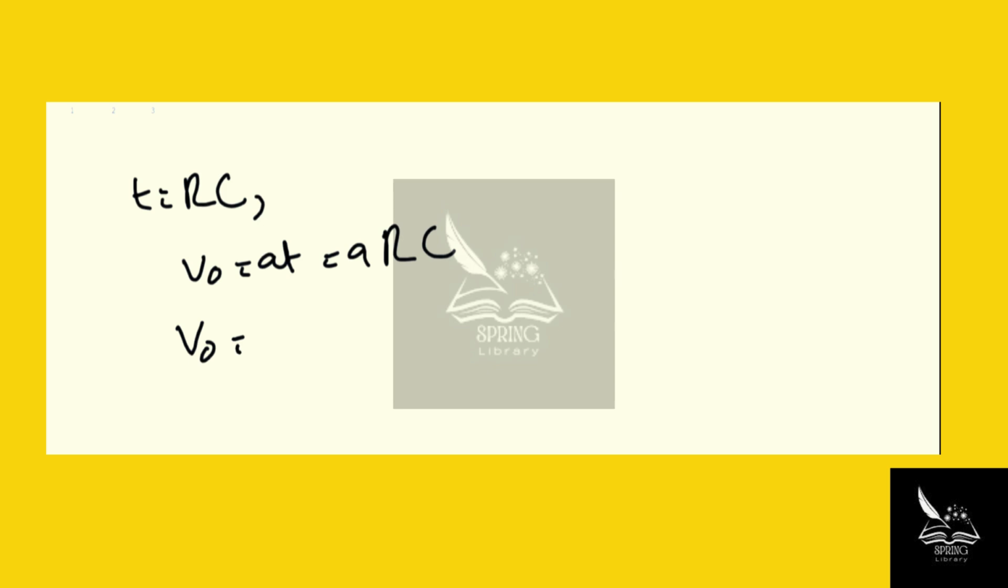Since the initial velocity is 0, the velocity V naught equals the acceleration multiplied by the time constant, where t is equal to RC. So V naught is equal to A t, which is equal to A RC. Then we can write V naught, substituting the value for A, as mu naught times Q naught squared divided by 4 pi lambda RC times d.